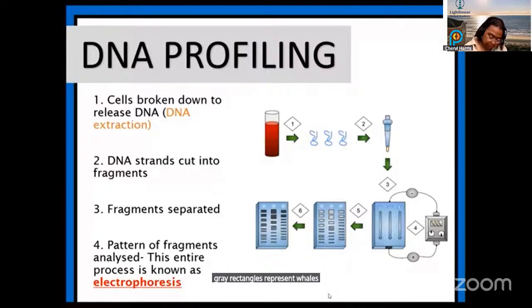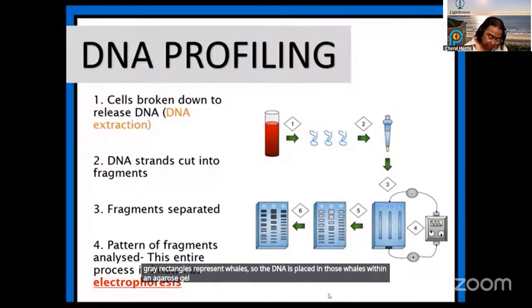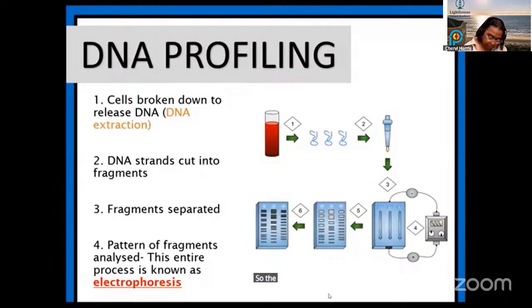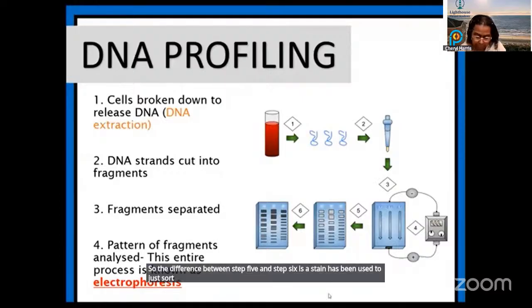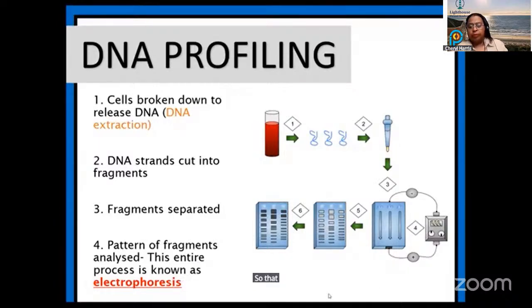The DNA is placed in those wells within an agarose gel, and then electricity is used to pull those fragments of DNA to generate what we call a profile, a genetic profile or a DNA profile. The difference between step 5 and step 6 is that a stain has been used to make those markers pop so that we can print it out and then compare. That whole process is called gel electrophoresis.